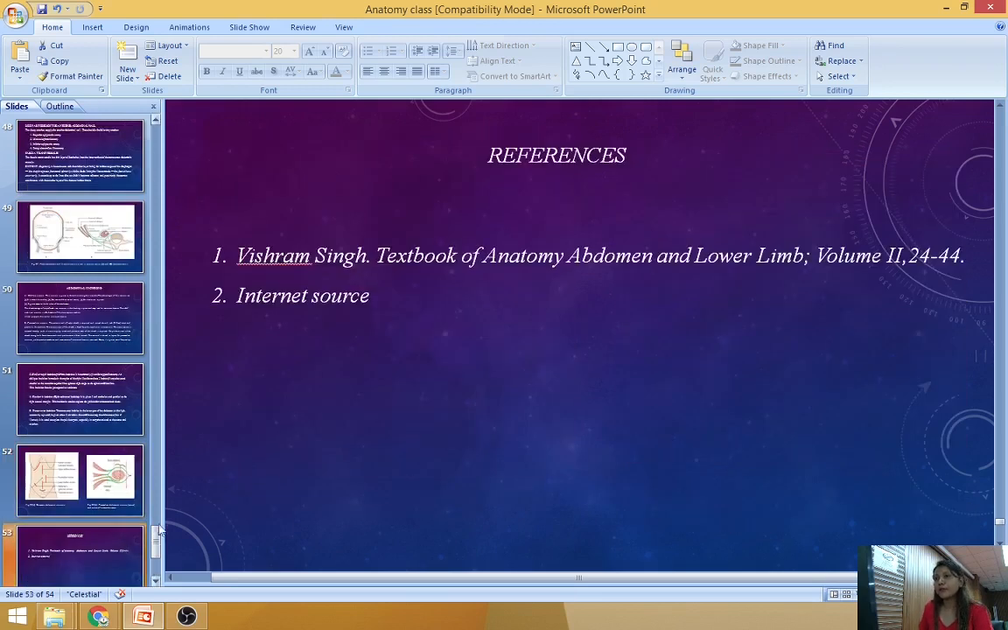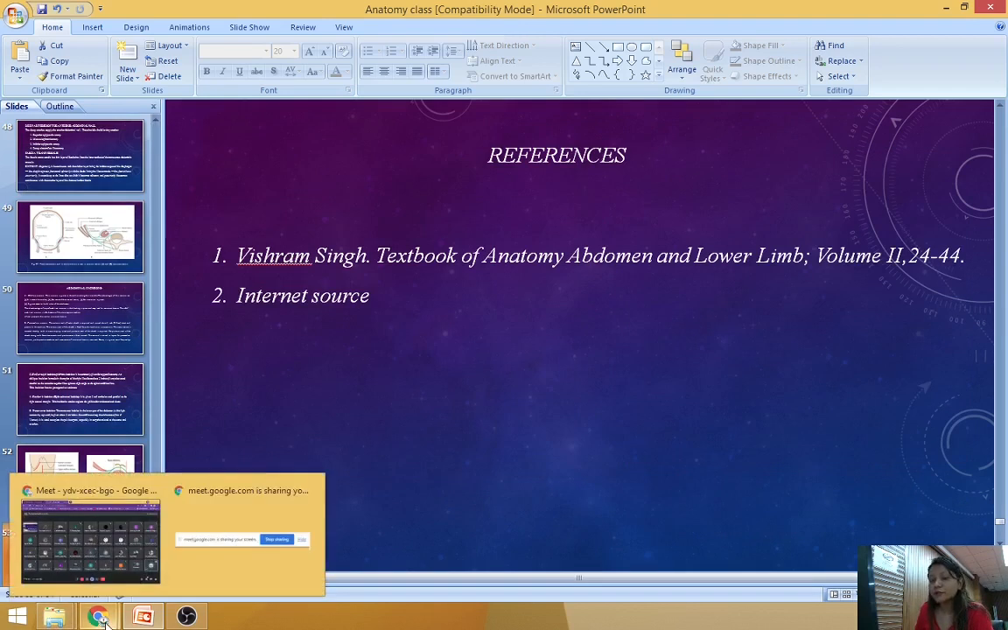Okay, so with this I am going to finish the class. Everybody understood or not? Yes, ma'am. Okay, so tell me, inguinal ligament is made up of? External oblique aponeurosis. Very good. Conjoint tendon consists of? Ma'am, lower fibers of internal oblique and transversus abdominis. Very good.